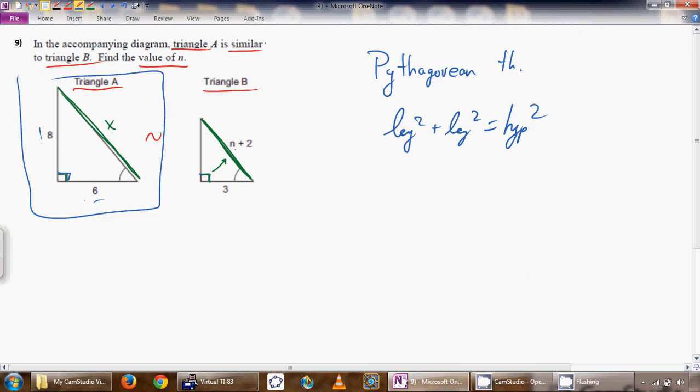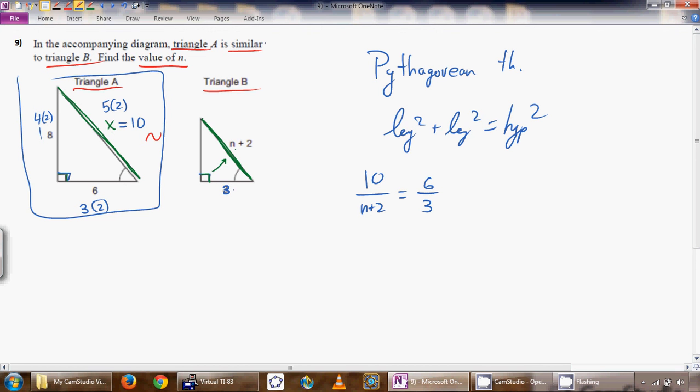But I really know this is a 3, 4, 5 triangle in disguise. And that kind of spoils the problem. X is going to be 10, this side's going to be 10, and you could set up a proportion and solve for it. You could do 10 over n plus 2, the corresponding side, and that equals 6 over 3. So if you want to, you could solve that.